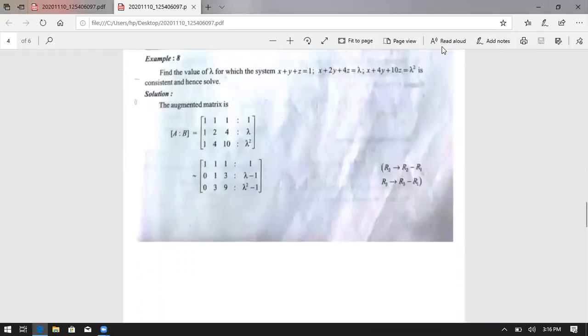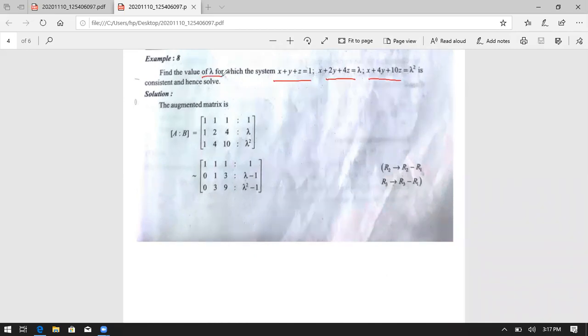This is also finding the lambda value. See here, what is your question? Find the value of lambda for the system: x plus y plus z is equal to 1, then x plus 2y plus 4z is equal to lambda, then x plus 4y plus 10z is equal to lambda square. The system is consistent and hence solve. Here are given three equations. After that, finding the value of lambda.